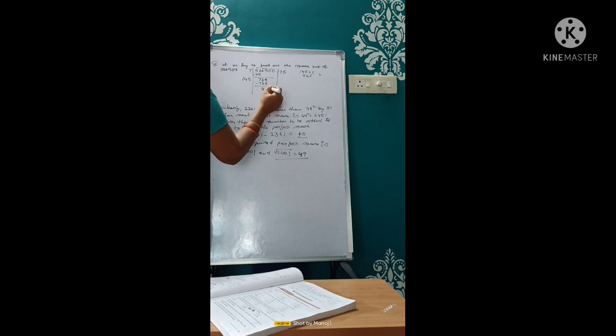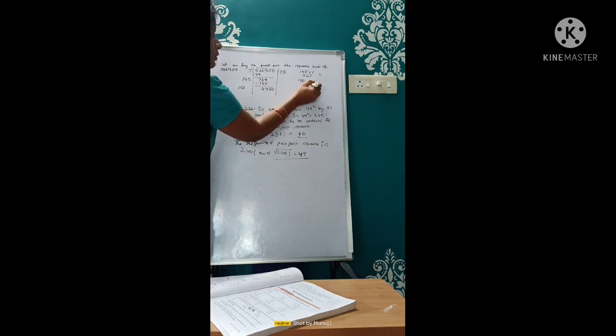Bring down the next one, 00. Okay, double the 75. So then here we get 150. 1503 is not possible. Why? Because 150 into 3 means it is nothing but 4500 odd. So it is not possible.